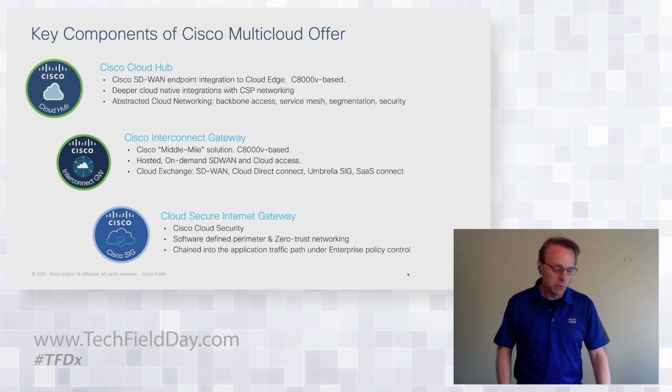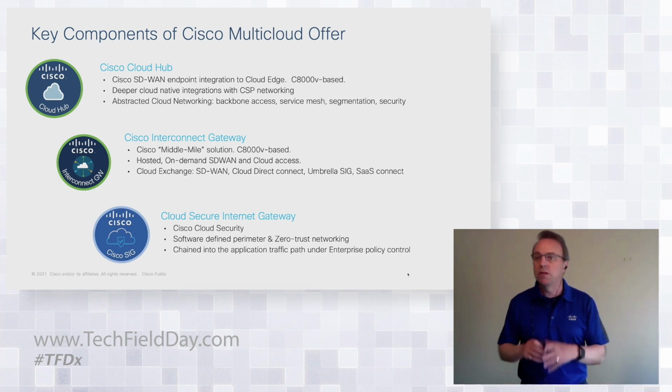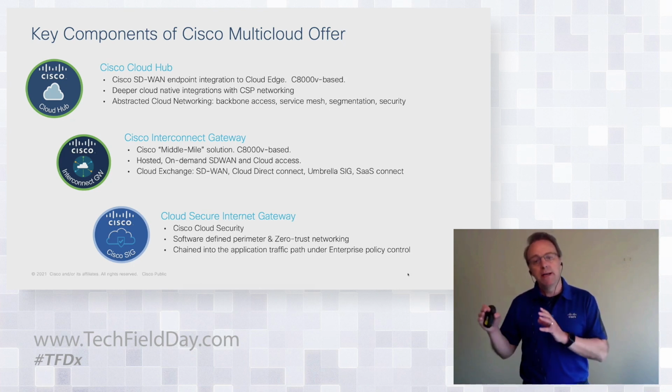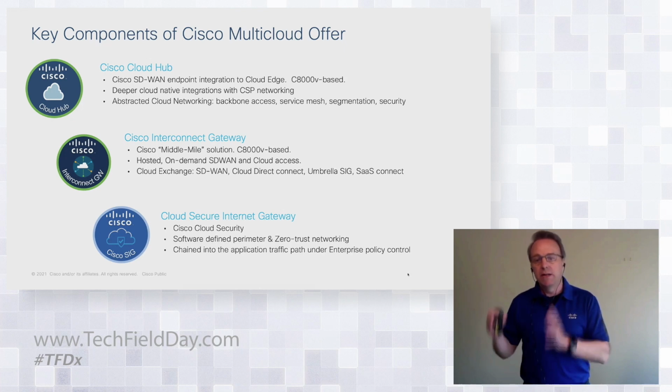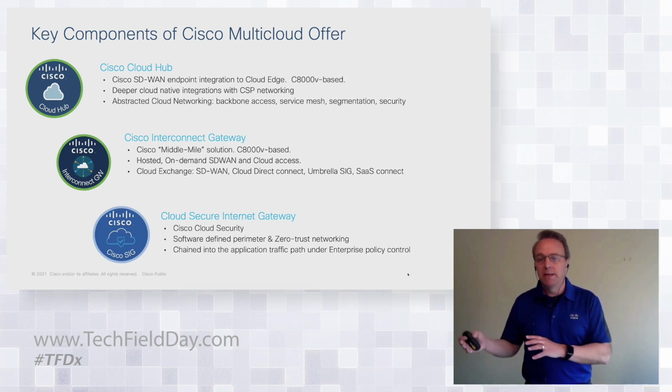We're also in the works of development with Equinix as well, and we're going to use their backbone networks to help us do middle mile networking. We'll talk a little bit more about that. So it's a hosted, so on-demand SD-WAN and cloud access type of solution. And we're really looking here at building a cloud exchange. Okay, so we have SD-WAN, we have Cloud Direct Connects, and then we have Umbrella SIG. We'll have Umbrella SIG support and SaaS support.